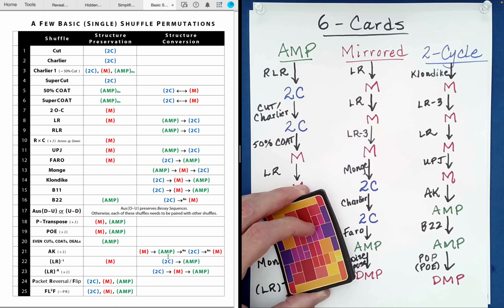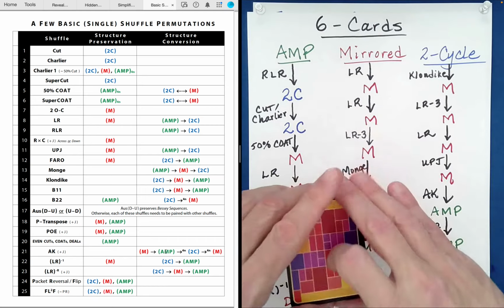So going from an AMP to a 2-cycle, you do need a multiple of 4 for the number of cards for it to work. And the same thing if you go from a 2-cycle structure to a mirrored structure, you'll need a packet of 4 or 8 or 12. 12 is what we used last time. 16, 20, 24, that kind of thing. But right now, we're looking at a mirrored structure, and there's no restriction. So going from mirror to AMP will work using this alternate Klondike.